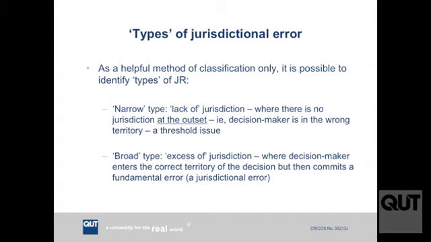Historically, the narrower type of jurisdictional error referred to a lack of jurisdiction. This means there was no jurisdiction at the outset. That is, the decision maker is in the wrong territory, which is a threshold issue. In other words, the decision maker was making a decision that they had no authority to make.